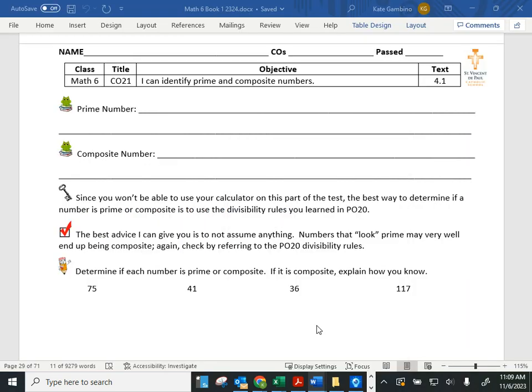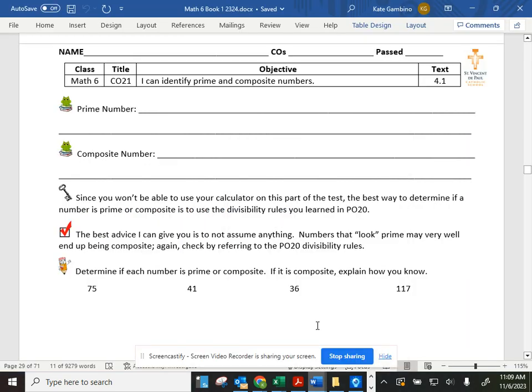Good morning. Today we are working on CO21. CO21 is: I can identify prime and composite numbers. So in order to be able to identify prime and composite, we need to know the definition of a prime number and a composite number.